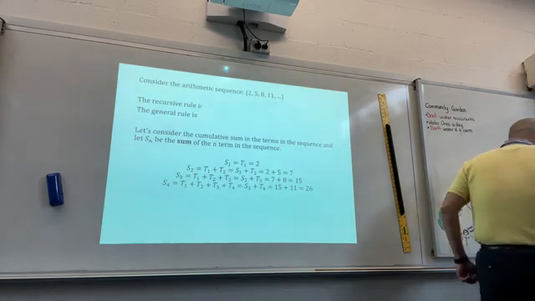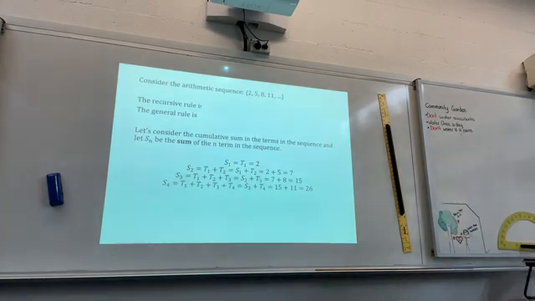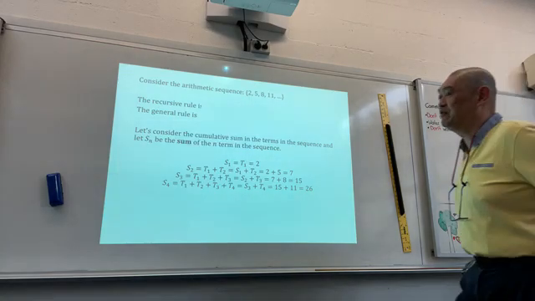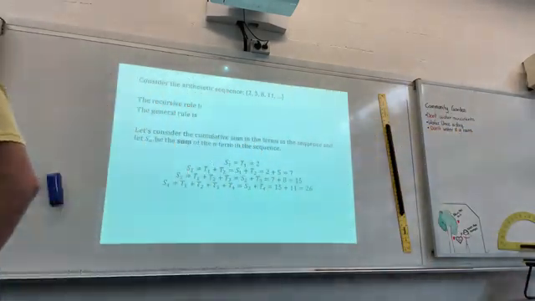Now, I'm going to ask you to think about the arithmetic sequence 2, 5, 8, and 11. Can you write down the recursive rule and the general rule, please? So what is the difference? What is d? What is a? You should be able to write down the recursive rule, and you should be able to write down the general rule.